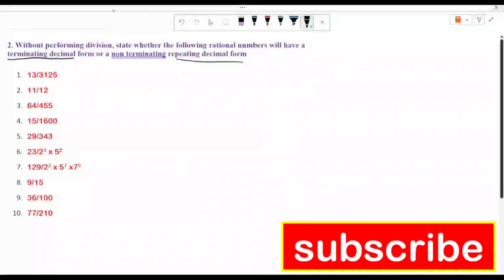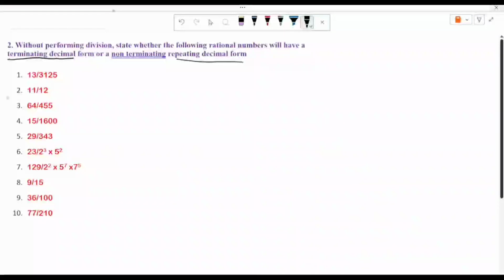Here, 10 questions are given. We have to say whether these are terminating or non-terminating repeating, without actual division. In the first question, we divided and said whether the given rational number is terminating or non-terminating. But in this case, we have to say it without actual division. We won't divide.